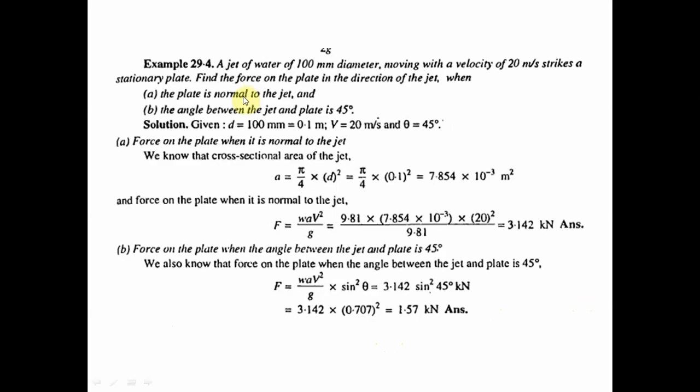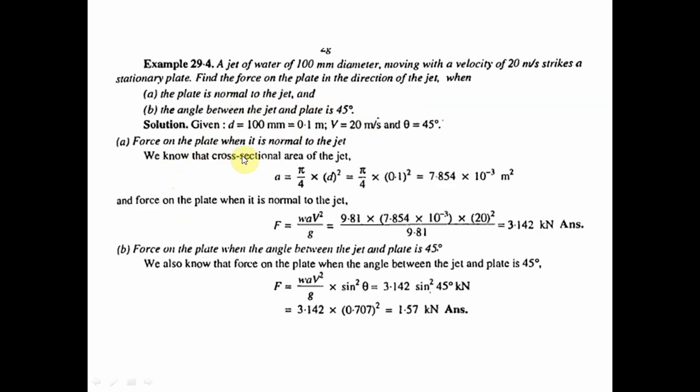So next problem, a jet of water 100 mm diameter moving with velocity of 20 meters per second strikes a stationary plate. Find the force on the plate in the direction of the jet, when the plate is normal to the jet, and when the angle between the jet and the plate is 45 degrees. So given diameter is 100 mm, that is equal to 0.1 meters, velocity is 20 meters per second, and theta is equal to 45 degrees.